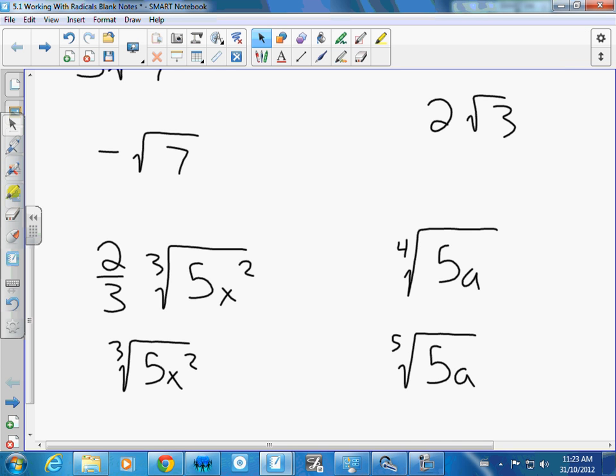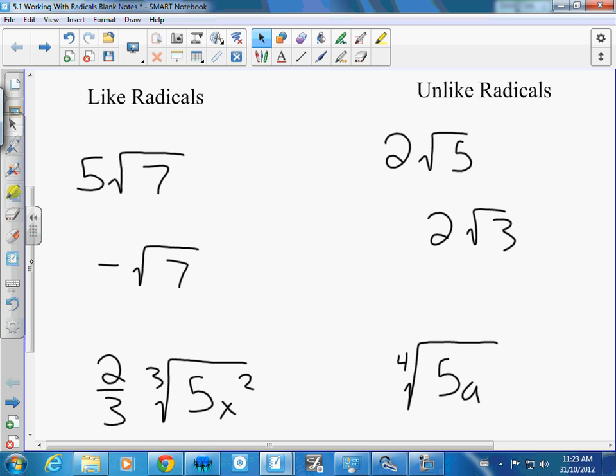Look, up here, the 2 is the number in front. They're both square roots, right? So they're the same. The 2 is out the front. Think of it as a coefficient, right? 5x, that's your variable, that's your coefficient. In here, the root of 5 is the radical that we're dealing with, and the 2 is like the coefficient. And on the other side, these are both roots of 7, right? That's a 5 and that's a negative 1, so they're like radicals.